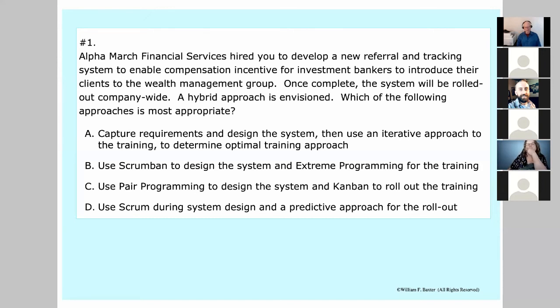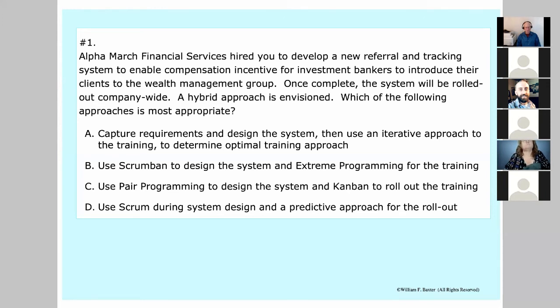Let's just look at the other answers and talk about why they're not good. So A, capture requirements and design the system, then use an iterative approach for training to determine the optimal training approach. Well, it's a judgment call, but I just don't think that the training is going to be that ambiguous. I think the training probably is going to be pretty straightforward. Scrumban, it's a thing. It's kind of some sort of combination of Scrum and Kanban, but I just don't see any reason to assume that that's a good framework for this situation at all. And certainly extreme programming for training makes no sense at all.